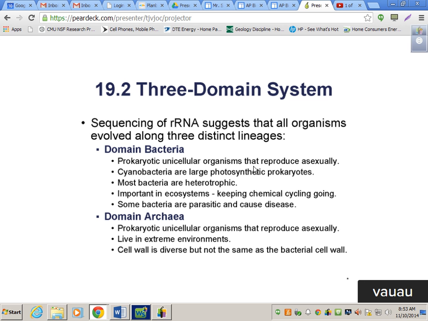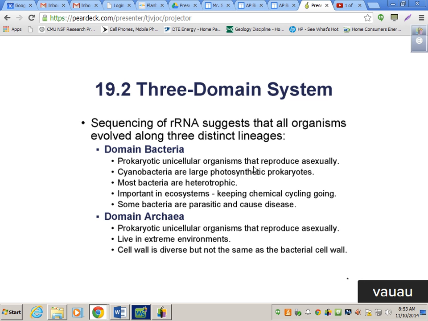Our ancestors are bacteria. Now, the domain archaea is the other domain, and you go, why do I need two domains for bacteria? Well, they're so very different. That's why. Now, these are prokaryotic unicellular organisms that still reproduce asexually, so they're still using binary fission. They live in extreme environments.